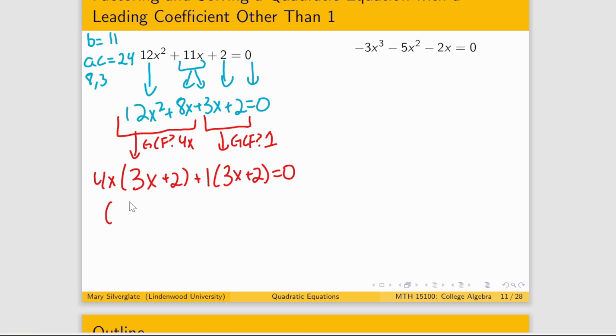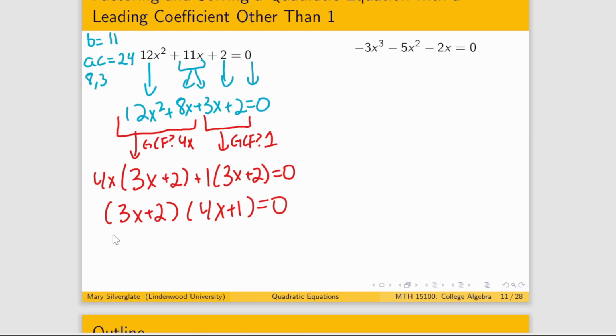So I make one parenthesis of what's the same, which is 3x plus 2. What I'm technically doing is dividing 3x plus 2 out from both of these terms. And one parenthesis of what's different, 4x plus 1. Or I should have said that I'm technically factoring it out. So I factor it out by dividing this term by 3x plus 2. That leaves me with 4x. I'm factoring out 3x plus 2 from this term by dividing by 3x plus 2, which leaves me with 1.